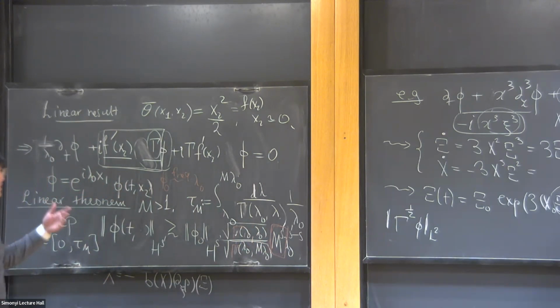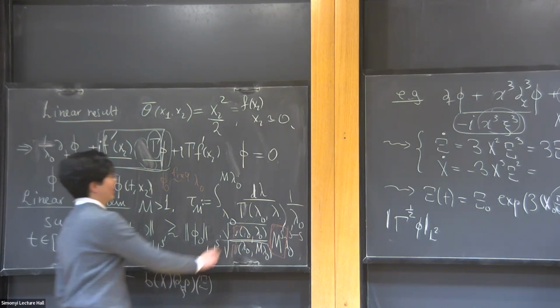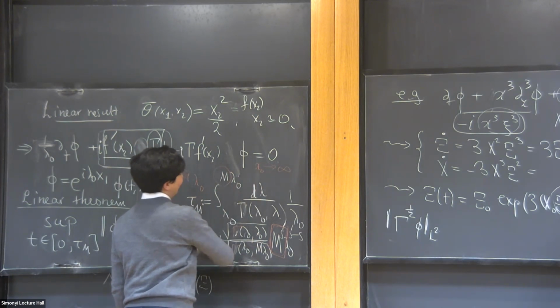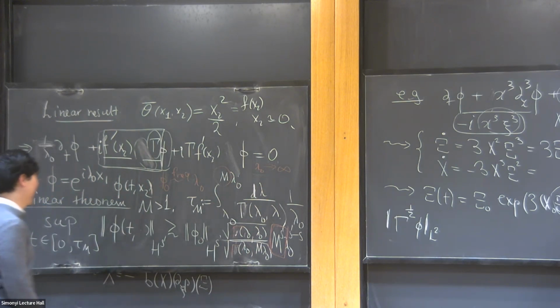And also, if you fix m and send lambda naught to infinity, tau m goes to 0. So in arbitrarily small time, you get arbitrarily large growth. This is what this gives.